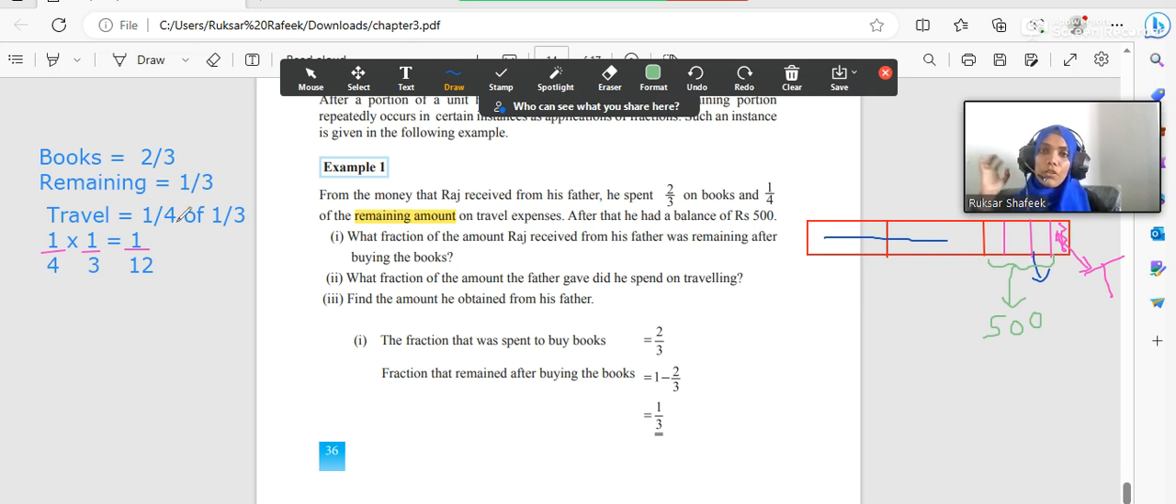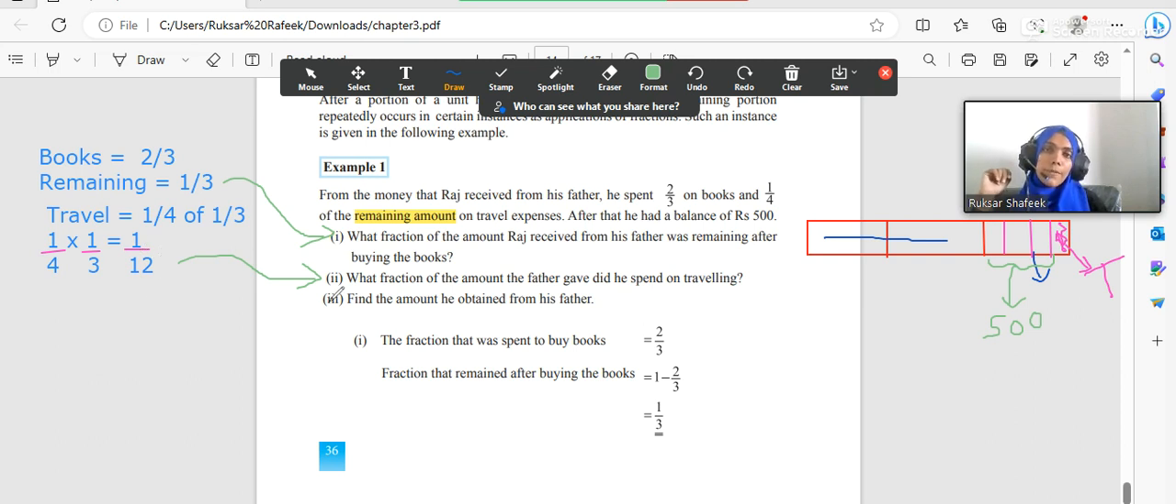So next, let's read what they're saying. What fraction of the amount Raj received from his father was remaining after buying the books? Like I told you, here we go, our first answer is done. Even before we came to the question, we figured out what the answers were. Second question, what fraction of the amount the father gave did he spend on traveling? Even that is done. We figured the second question's answer as well, because this is how much he spent for traveling, 1/12.